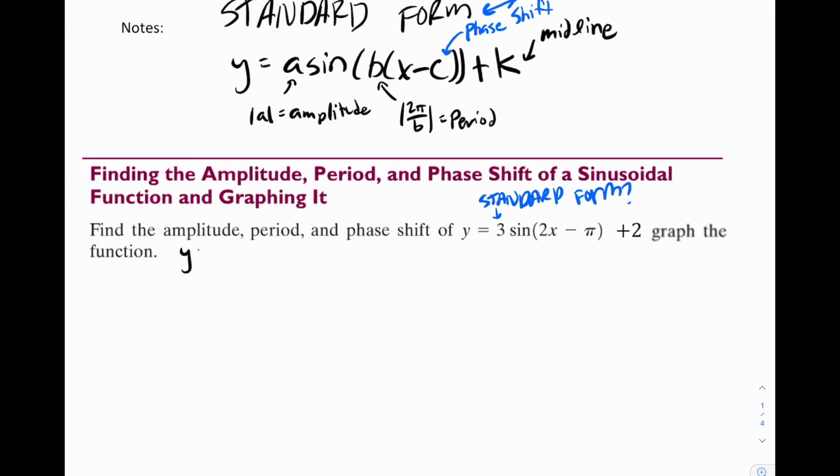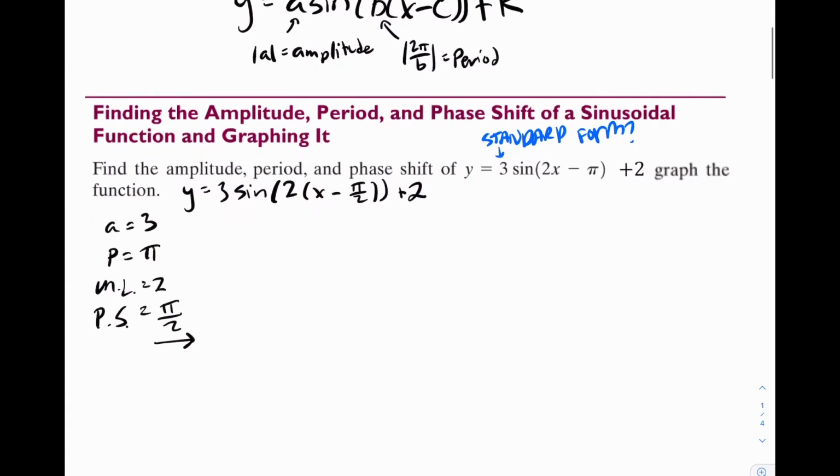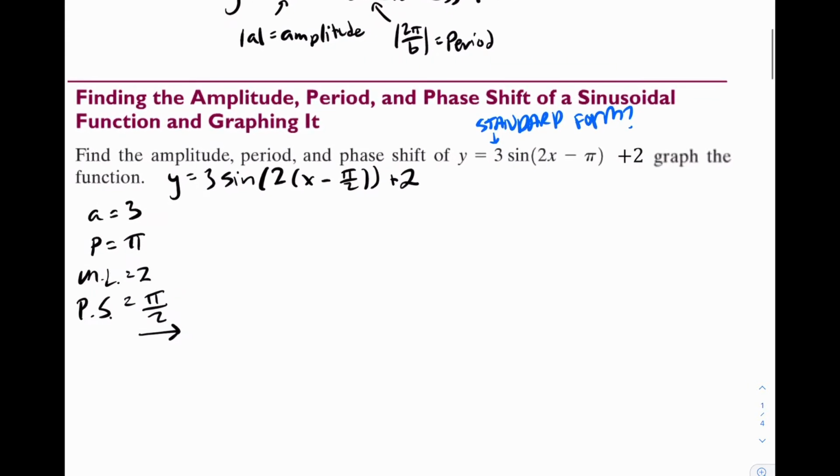So let's start there. Y equals 3 sine, factor the 2 out, x minus pi over 2. Now we have it in standard form. Now we can get to work. The amplitude is 3. The period is 2 pi over 2, so that would be pi. We have a midline of 2, and our phase shift is pi over 2 to the right. And I use arrows. The book might say positive pi over 2 means right, negative pi over 2 means left. I just like using arrows. I think it's more clear.